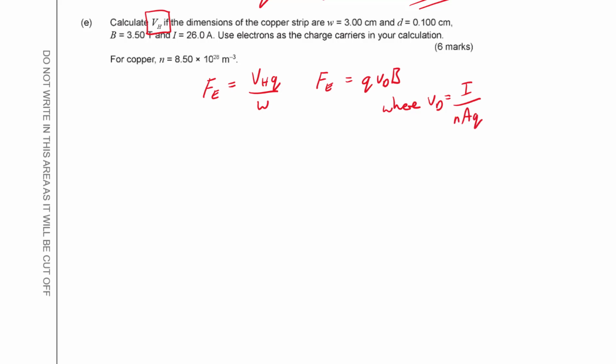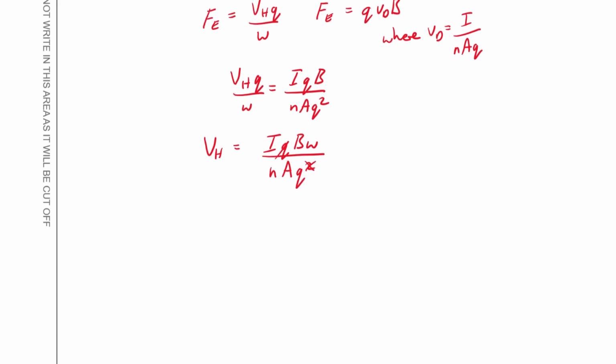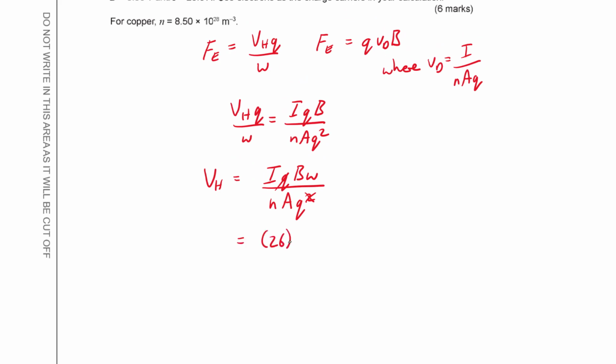So if I sub this VD in on the right hand side here, what I end up with is VH Q on W is equal to I Q B on n A Q squared. So I get VH by itself. That Q will cancel with that Q squared. And that will leave me with I, which is 26, B, 3.5, W in meters is 0.03. And I want to get that over 8.5 times 10 to the 28.